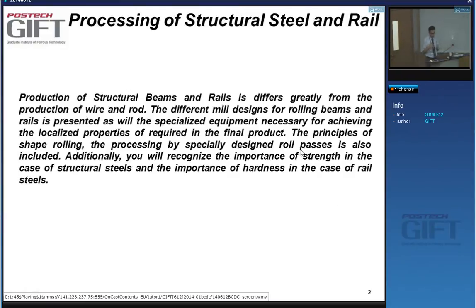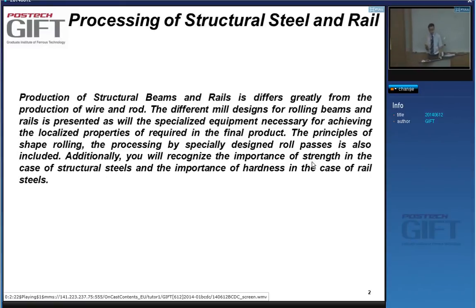And so we'll talk about shape rolling. That's an important part of the process of producing structural beams and rails. And then we'll underline the fact that for structurals, strength is important. It's the main thing. In the case of rails, there is an additional requirement, actually a more important requirement than just strength, and that is hardness.